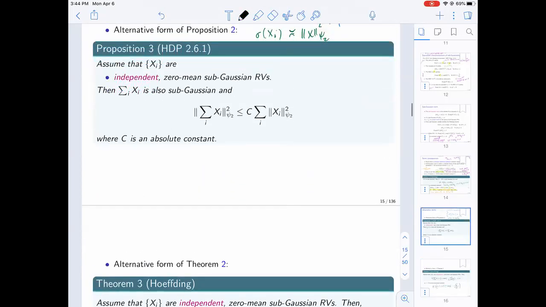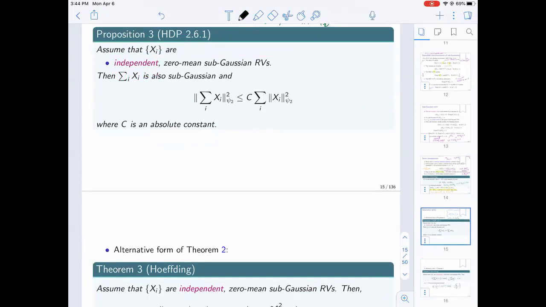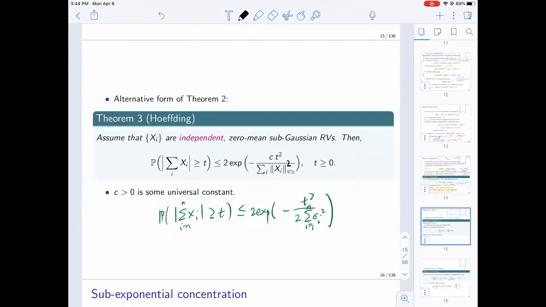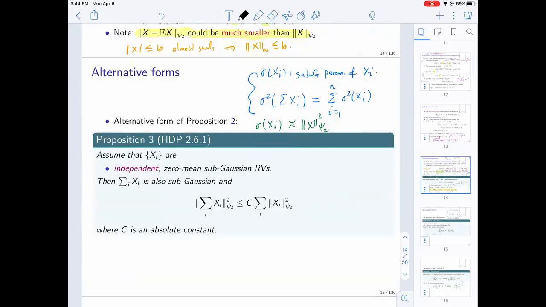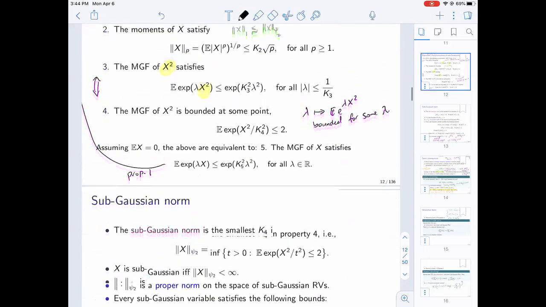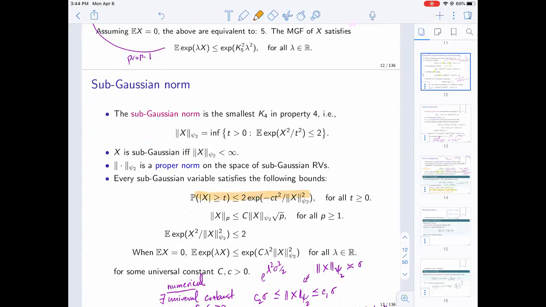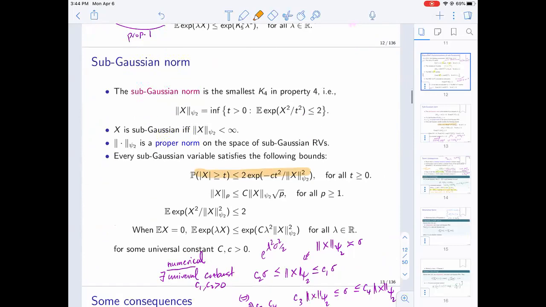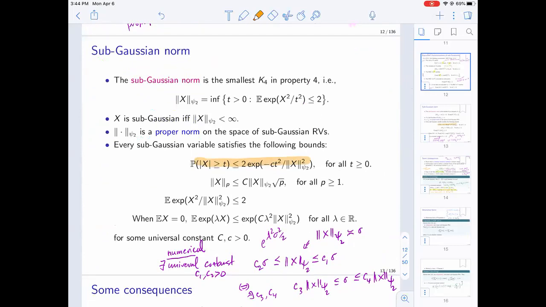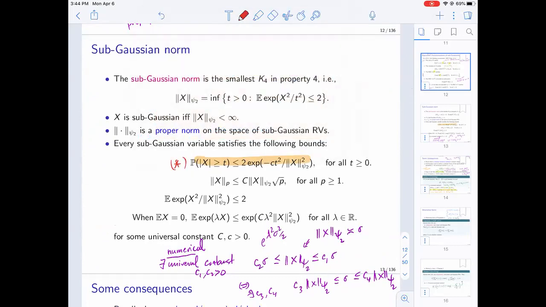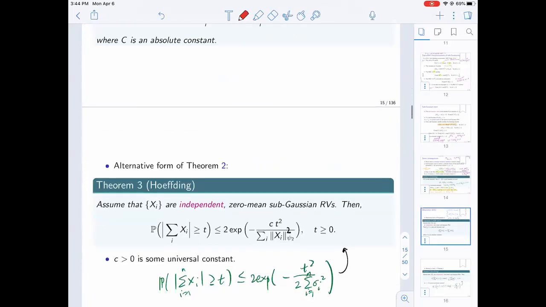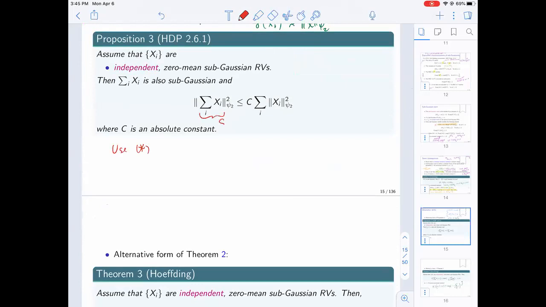So because of this result, or you could directly use this result, you can either get it from this result by replacing sigma i's with constants times the psi 2, or use this result. So from this result, we know that this is an equivalent characterization of sub-Gaussianity. Let's say this is star. If I use star here, and call the sum S, I know that the sub-Gaussian norm of S is bounded by, up to constant, the summation i from one to n. This notation means less than or equal to up to constant.